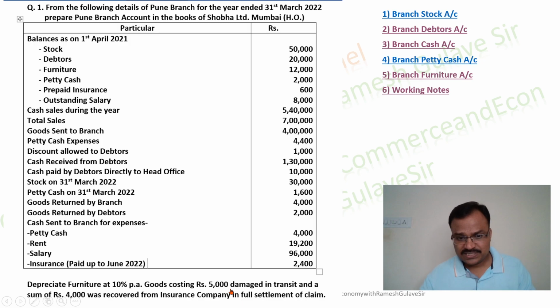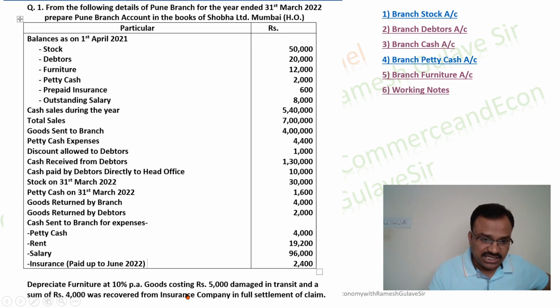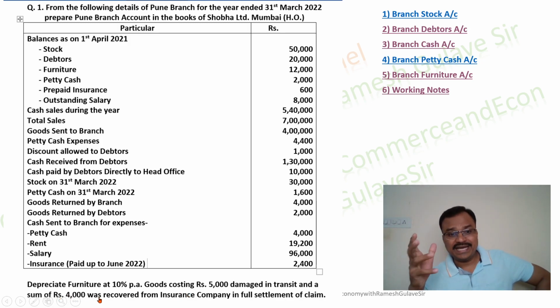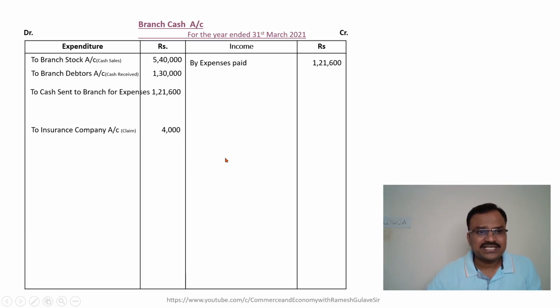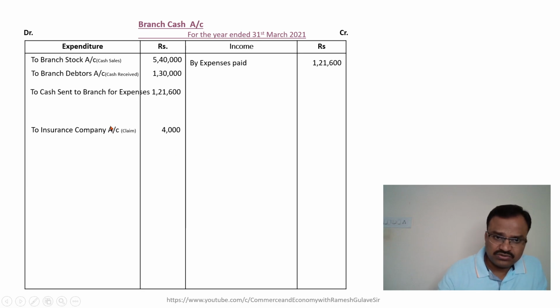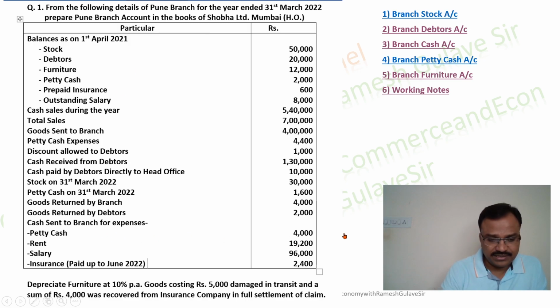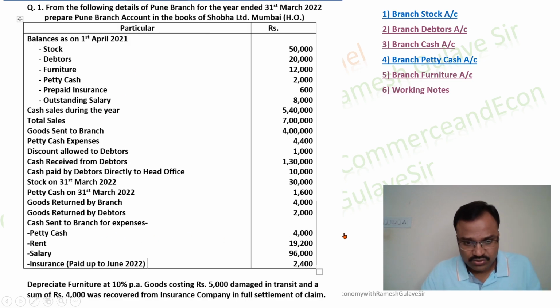Now in additional information, goods costing rupees 5,000 damaged in transit, and a sum of rupees 4,000 was recovered from the insurance company in full settlement. It means here the branch has received rupees 4,000 from the insurance company as an insurance claim. So this needs to be recorded in the branch cash account. So here on the debit side, insurance company account 4,000, because we received the insurance claim from the insurance company. Right. So here depreciate furniture is over, and goods costing rupees 5,000 damaged in transit and the sum recovered from insurance is also over.